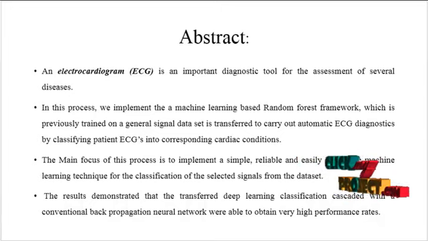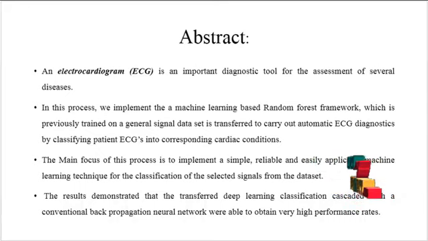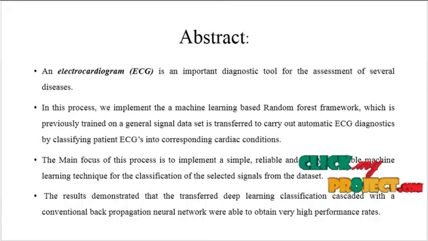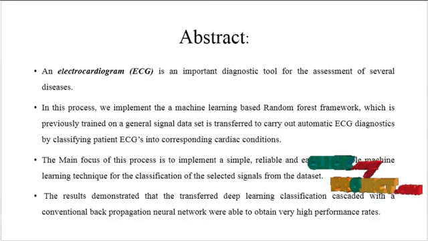On the other hand, the main focus of this process is to implement a simple, reliable, and easily applicable machine learning technique for the classification of the selected signals from the datasets. The dataset consists of several ECG signals, both normal as well as abnormal. The results demonstrate that the transferred deep learning classification cascade with the convolutional back propagation neural network was able to obtain very high performance rates. The performance will be estimated based on suitable parameters.